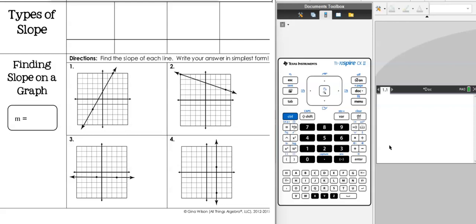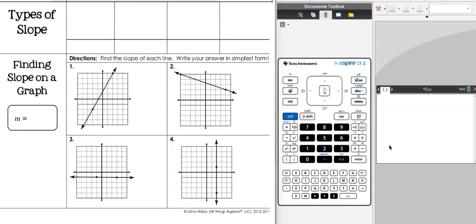Good morning. Today we're going to talk about the different types of slope that are present in linear equations, and we're going to be discovering how to find slope from a graph and also how to find slope when you're given 2 points. So first off, we're going to talk about the different types of slope.